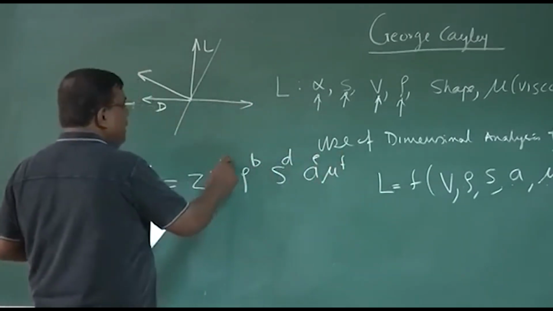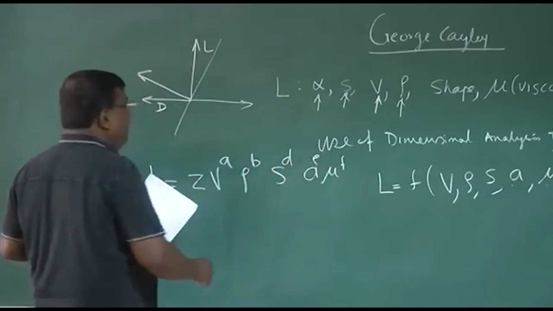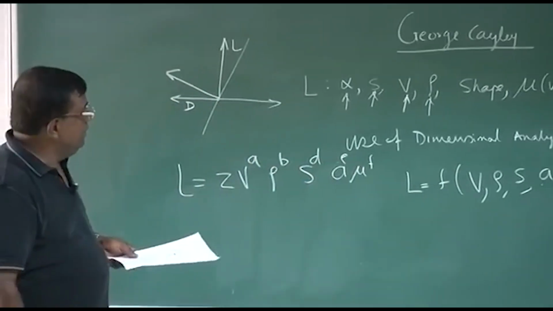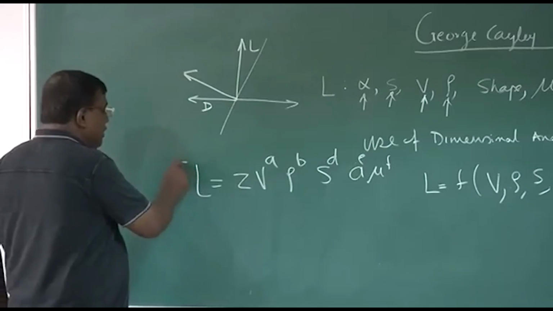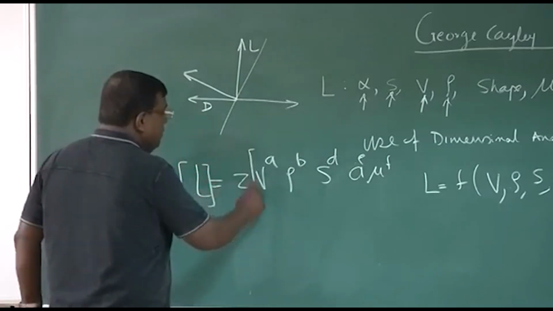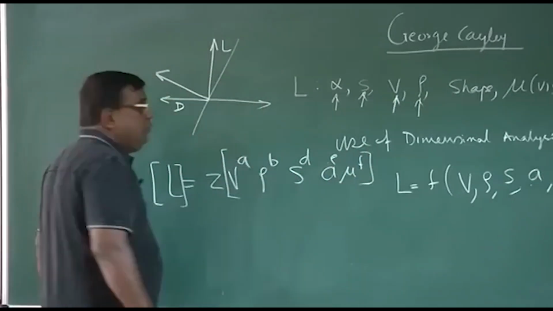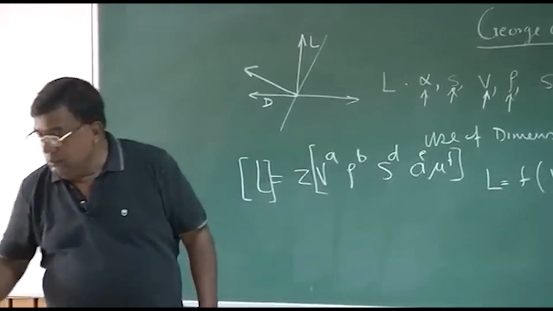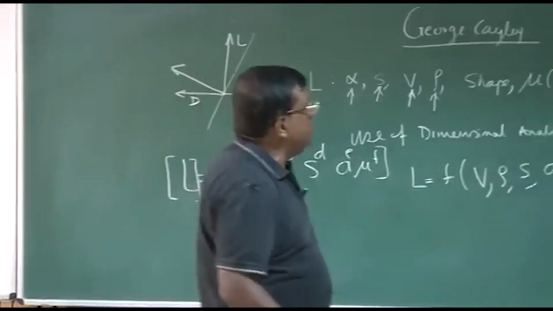These exponents, a, b, d, e, f, are all constants. Z is also a constant. Then what we did, we compared the dimension of the left-hand side and the dimension of the right-hand side, and formed some equations to finally get a very important result.